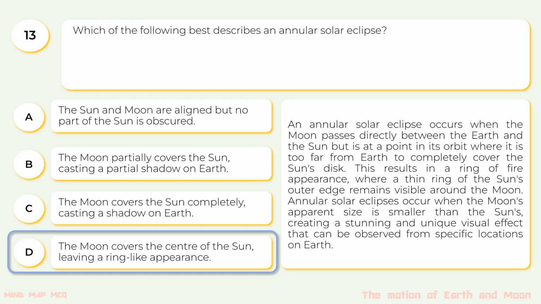An annular solar eclipse occurs when the moon passes directly between the earth and the sun, but it is at a point in its orbit where it is too far from the earth to completely cover the sun's disk. This results in a ring of fire appearance where a thin ring of the sun's outer edge remains visible around the moon. Annular solar eclipses occur when the moon's apparent size is smaller than the sun's, creating a stunning and unique visual effect that can be observed from specific locations on Earth.